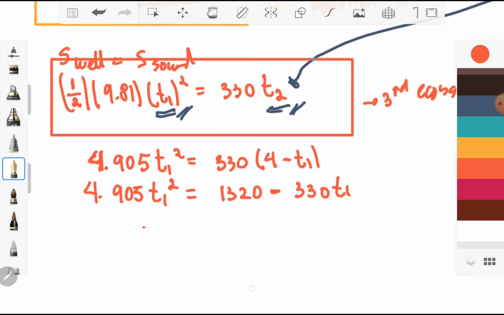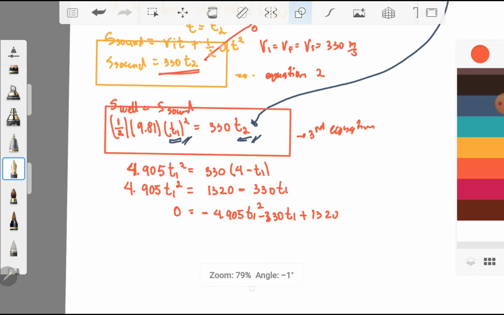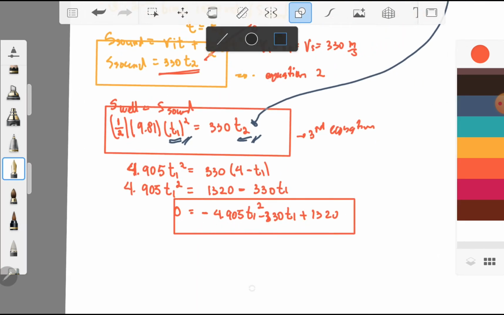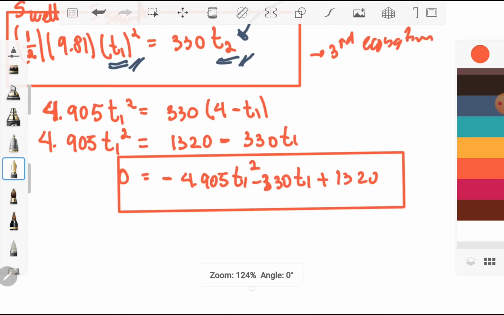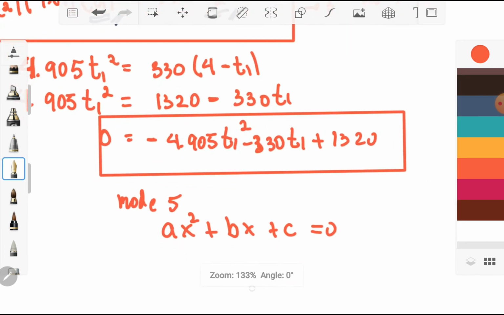It's up to you if you would use the quadratic formula or directly use your calculator. You can use the quadratic formula or the factoring method; that will be another option. So 0 equals negative 4.905 T1 squared less 330 T1 plus 1320. This will be our third equation that you can input in your calculator. How will you input this? If you are using your 991 ES, press mode 5, and then look for AX squared plus BX plus C equals 0. That is mode 5.3.